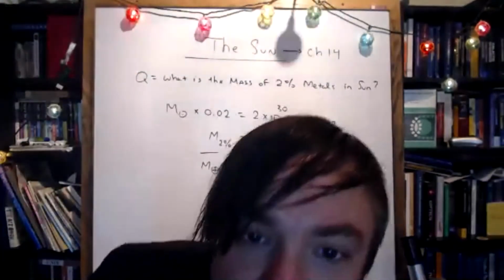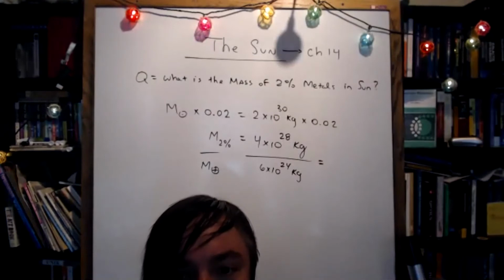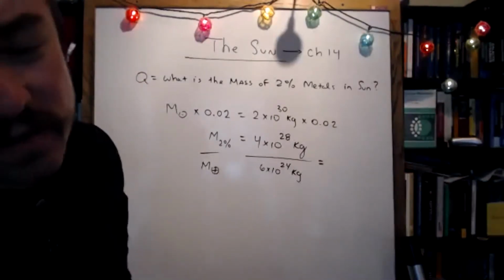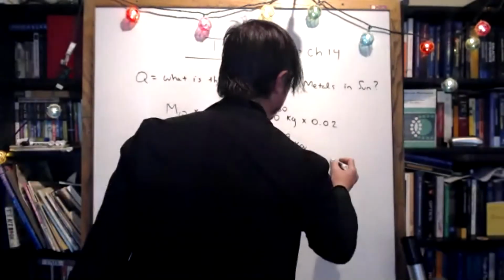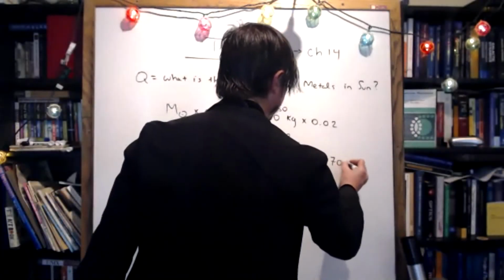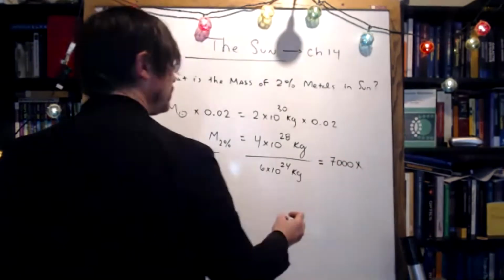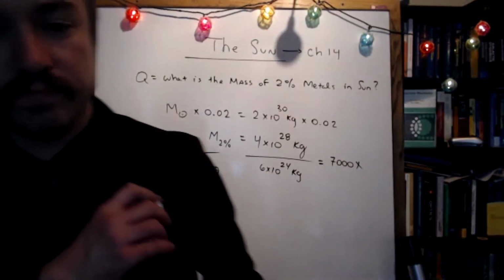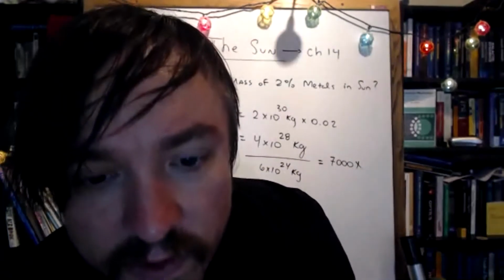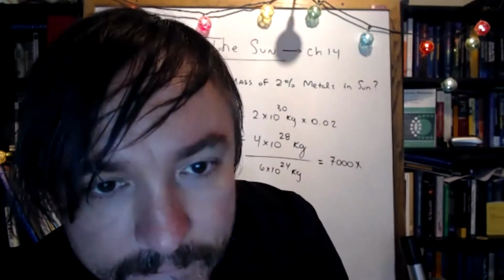Well, I'm taking a break. 6,000 times. Isn't it closer to round better? 7,000 times. All right, yeah. 7,000 times. And what's the meaning of the 7,000? 7,000 times what?